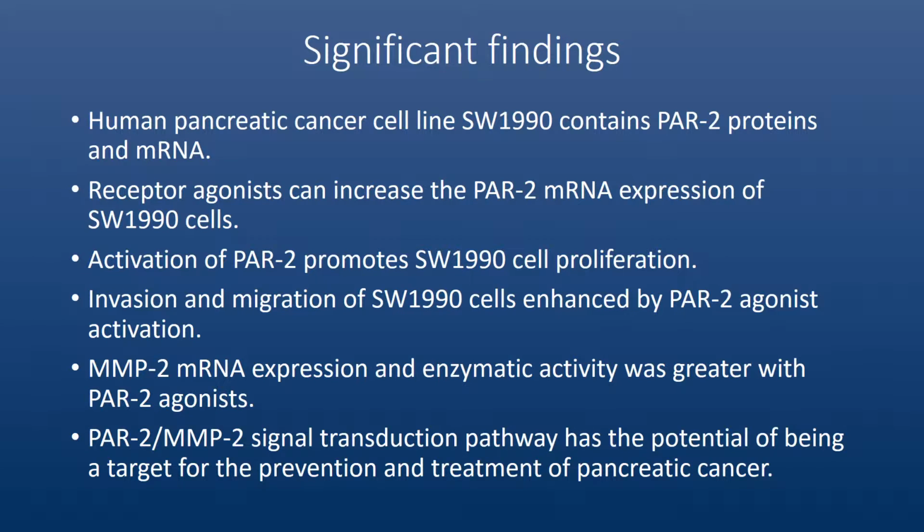Backing this implication is the data that recorded only MMP2 mRNA and enzymatic activity to increase in the presence of part 2 agonists. This finding might be related to the actual metastatic mechanism of endogenous MMP2 produced after trypsin activates part 2 in pancreatic cancer cells. All of these findings may elucidate a possible part 2 MMP2 signal transduction pathway that has the potential of being a target for the prevention and treatment of pancreatic cancer. Since this was a preliminary study, further research is needed to fully understand the hypothesized pathway.